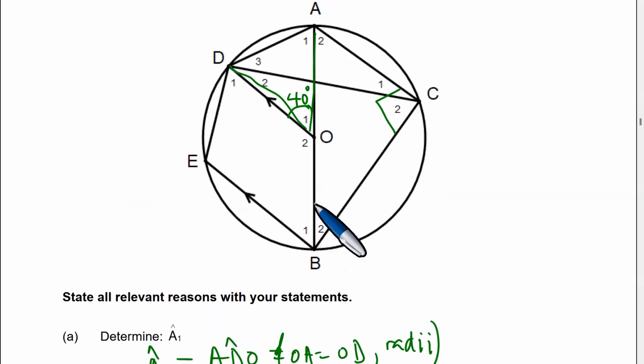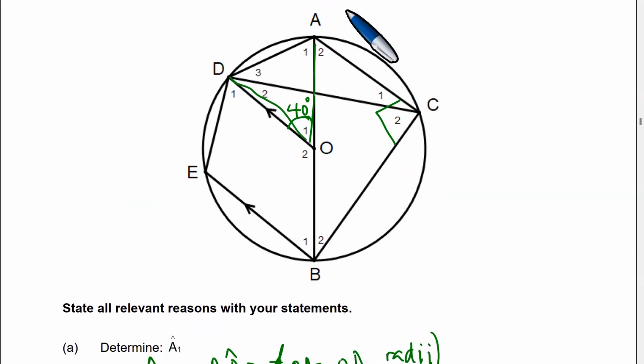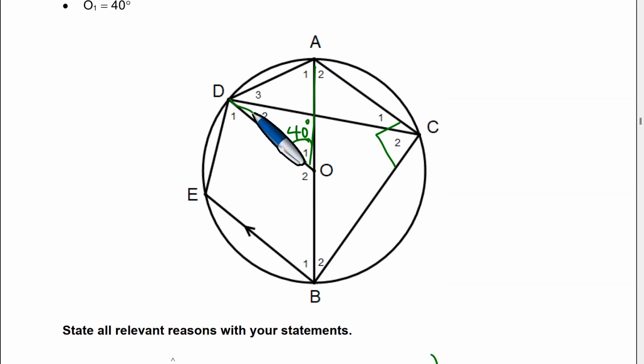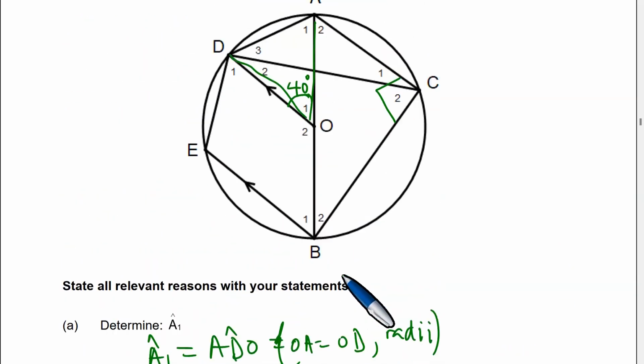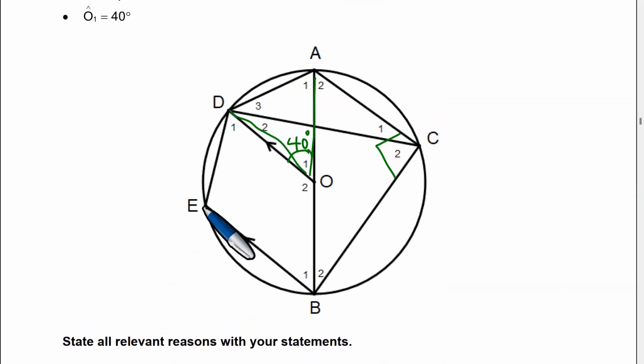There's a way to check that. If this one is 70 degrees, 70 plus 70 is 140, plus 40 is 180 in this triangle. So we sorted. What about the size of angle E? Determine the size of angle E. What is angle E? This one.